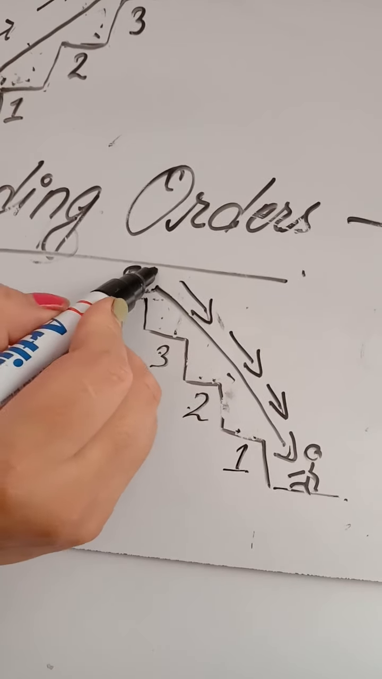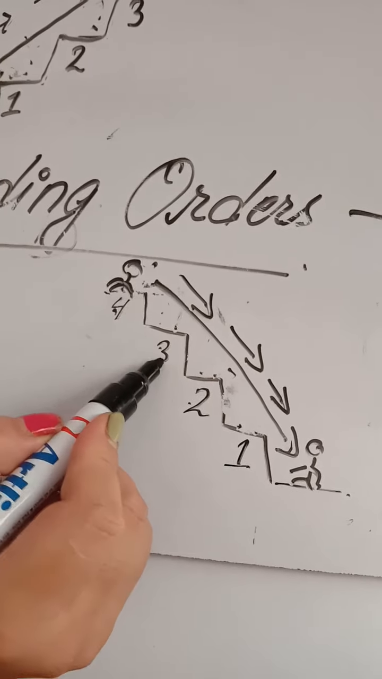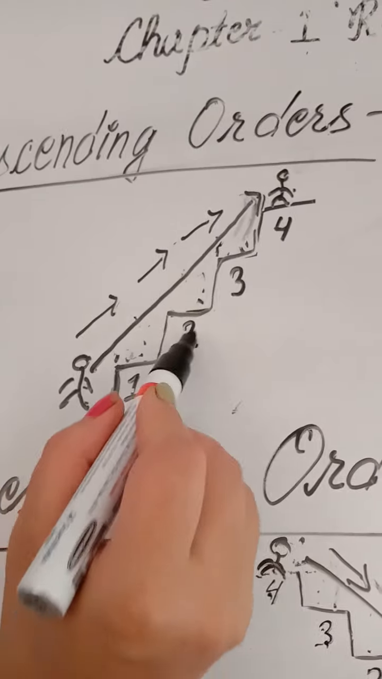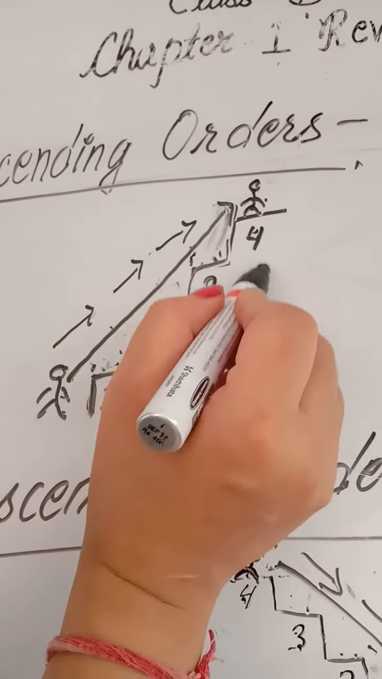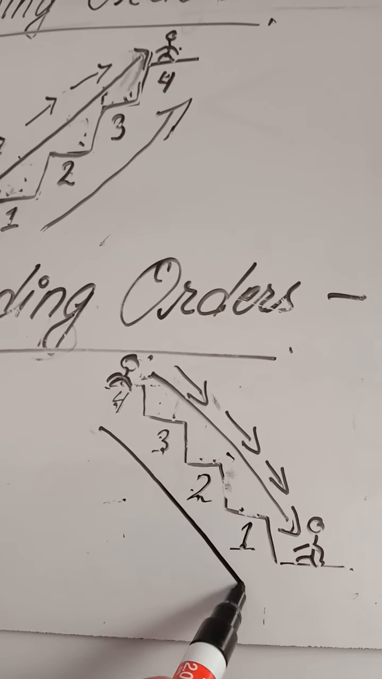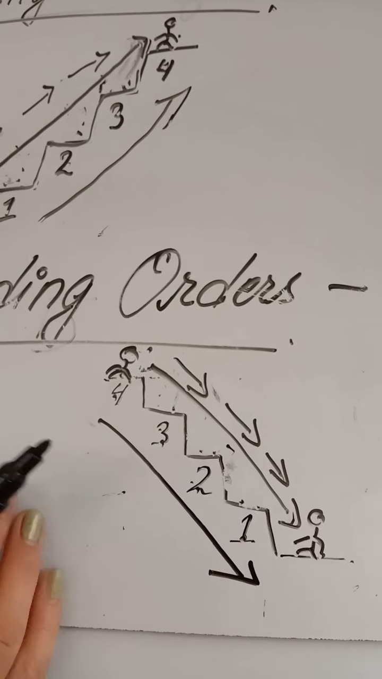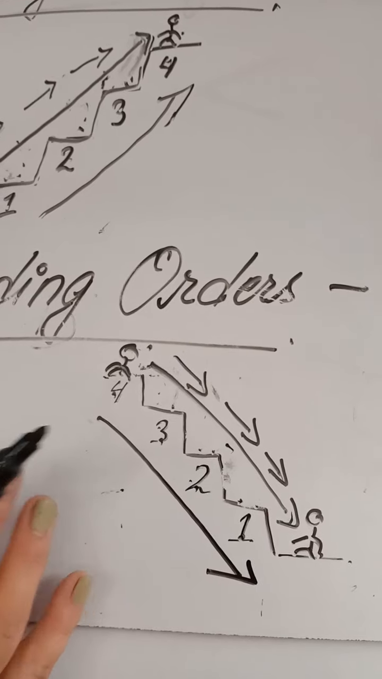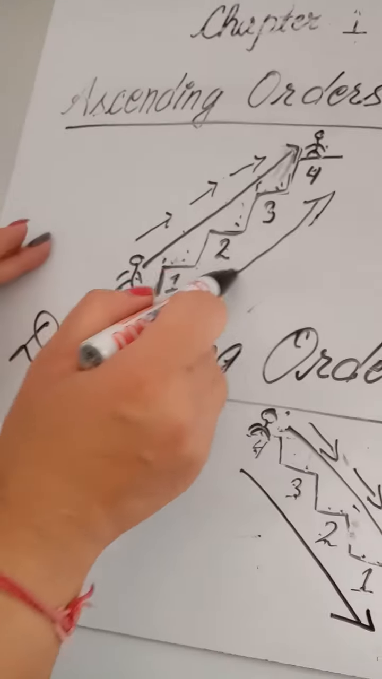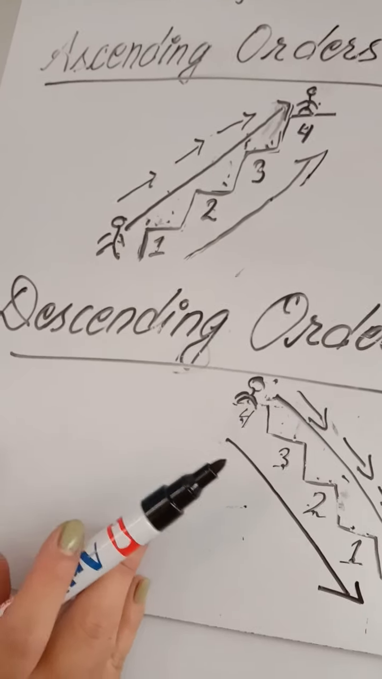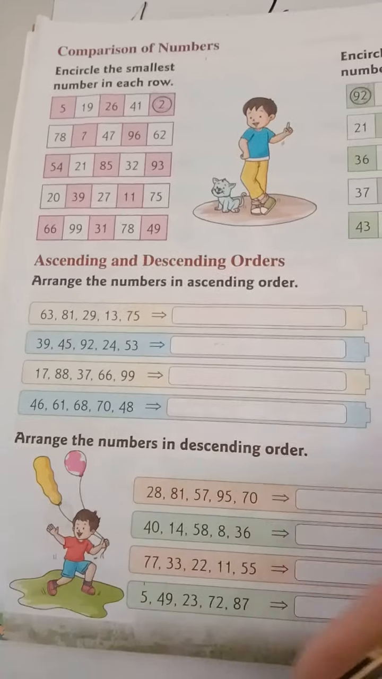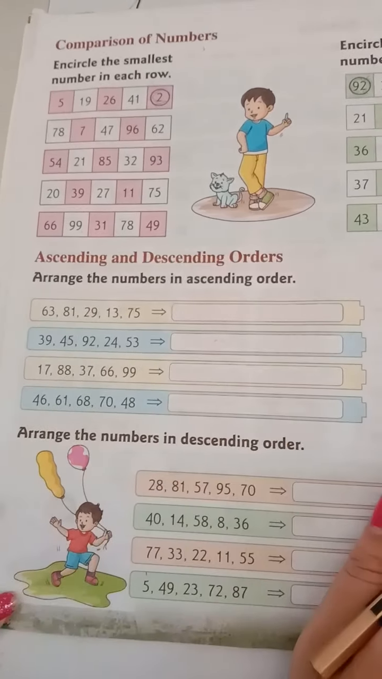That means from bigger to the smallest, as 4, 3, 2, 1. Whereas ascending means 1, 2, 3, 4, increasing order. Descending is a decreasing order like 4, 3, 2, 1. So you have to compare the numbers and arrange them according to the ascending or descending order, like this. Okay, got it? Now come to our exercises portion.